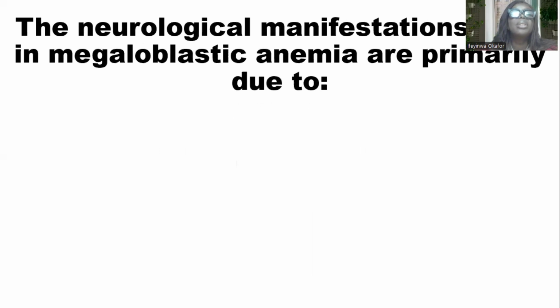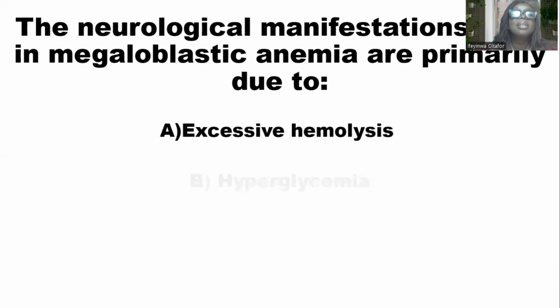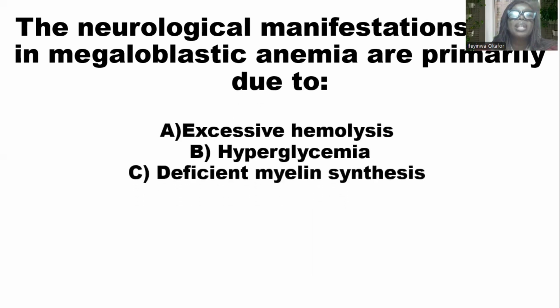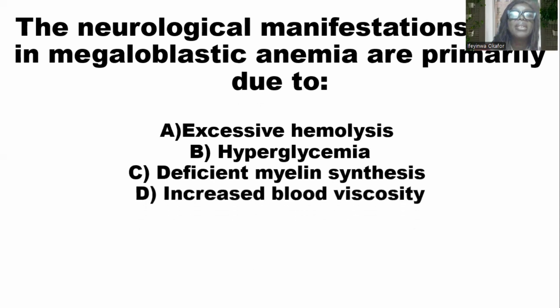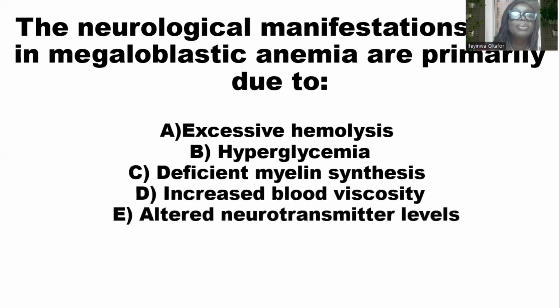Neurological manifestations seen in megaloblastic anemia are primarily due to excessive hemolysis, hyperglycemia, deficient myelin synthesis, increased blood viscosity, altered neurotransmitter levels, and the answer is C, deficient myelin synthesis.